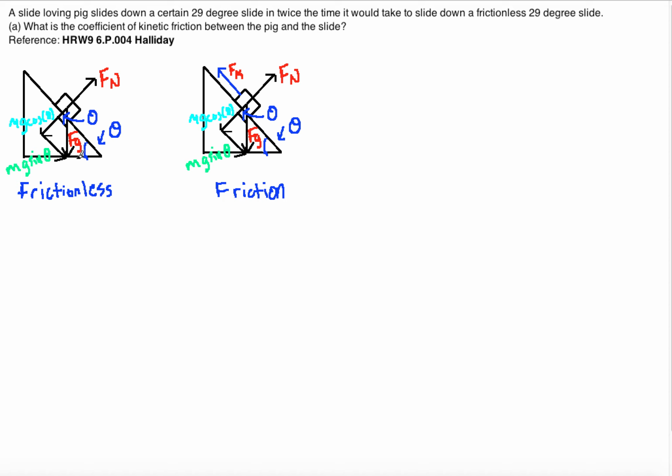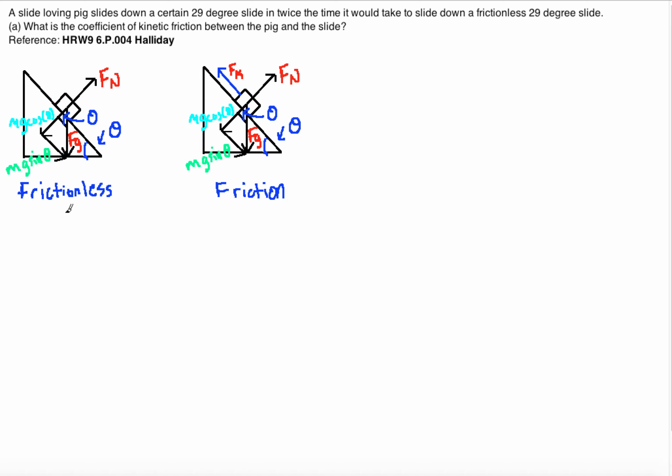Now here's the frictional diagram, which is all the same things, except instead we have this frictional force which is acting against the pig as it slides down the ramp. The component of each of these forces which is causing the pig to slide down the slide would be mg sine theta as a result of this gravitational force, because the net of the normal force and mg cosine theta is 0 in both cases.